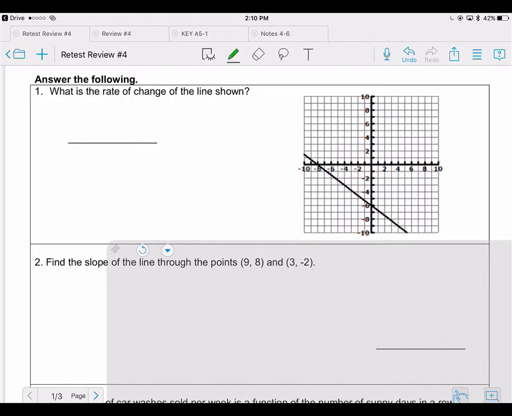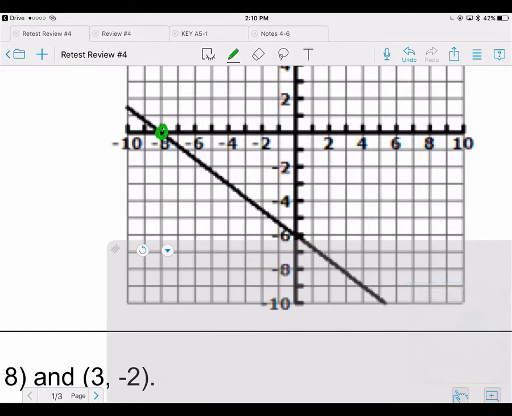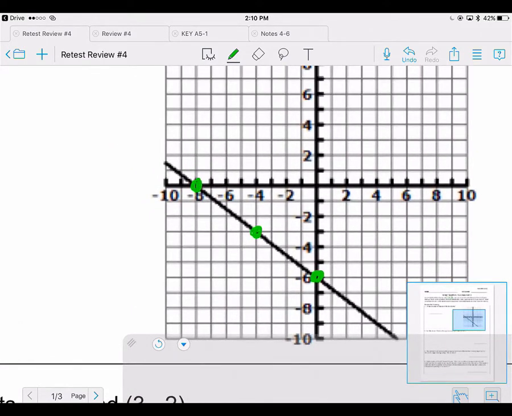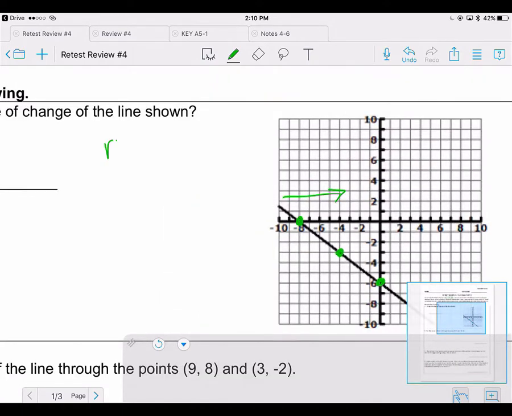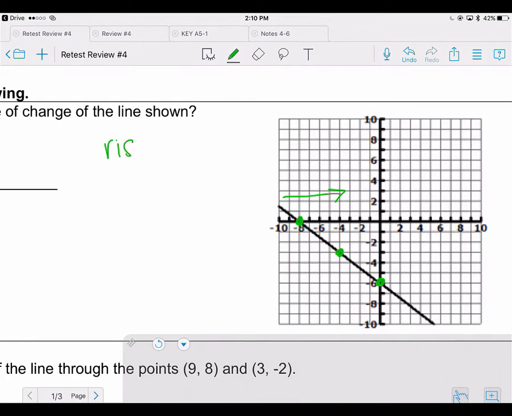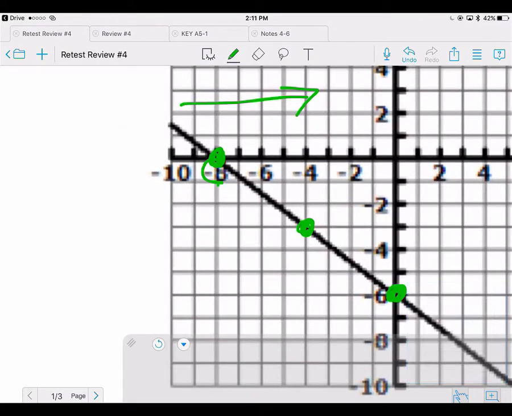Problem 1 asks us to find the rate of change for the line shown. Rate of change is another word for slope. And so I am looking for some good solid points where we can clearly see the line going through the grid. So if I count from point to point, remember slope always goes from left to right. And we go up or down first, so rise over run.